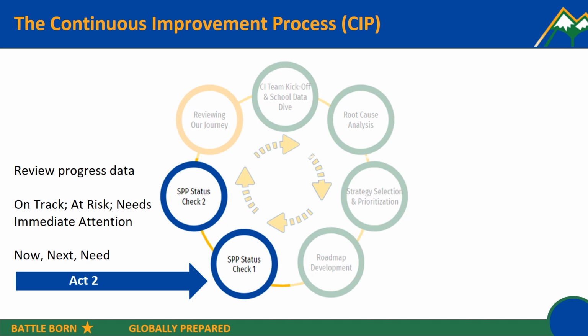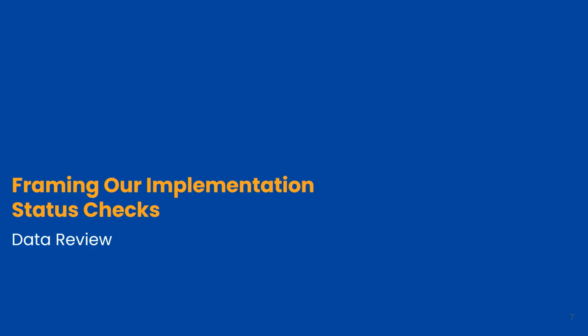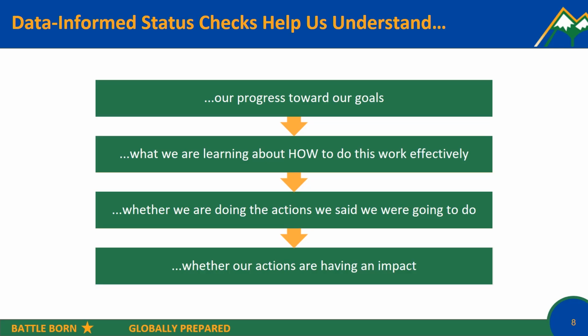We begin with Status Check 1 to review mid-year progress, and Status Check 2 will be completed at the end of the school year. Data-informed status checks are key to the continuous improvement process. These data-informed status checks help us to understand our progress towards our goals, what we are learning about how to do this work effectively, whether we are doing the actions we said we were going to do, and whether our actions are having an impact.